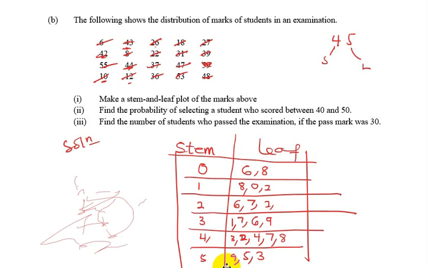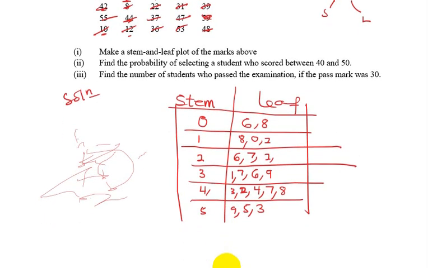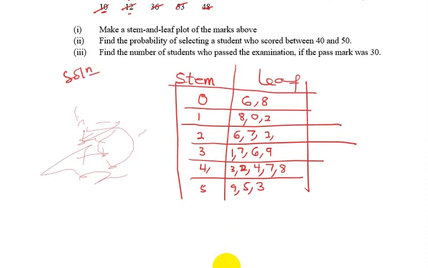Now you said we should find the probability of selecting a student who passed between 40 and 50. Now if we want 40 and 50, 40 and 50 lies here. So how many students are in 40 and 50? There are 5, right? So it's simply that 5 students over the total number of students, that is 20.